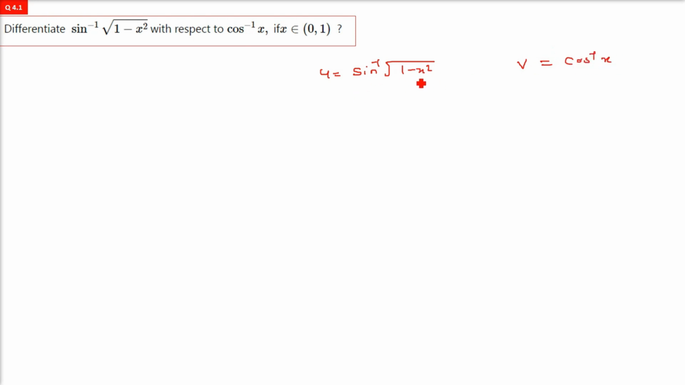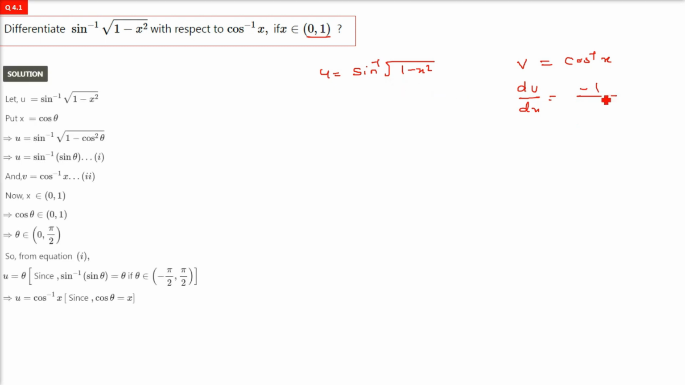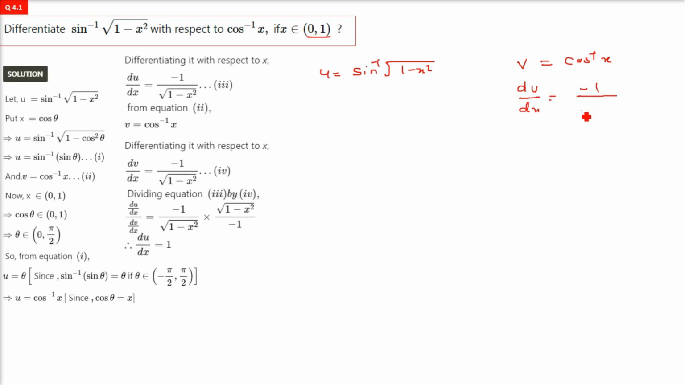So we will put x as something so that we can simplify this, because x is also given to be between 0 and 1. So if we do dv by dx, cos inverse x will be what? Minus 1 by, because we know the differentiation of sine inverse theta and cos inverse theta. So cos inverse x will be negative 1 by under root 1 minus x square.